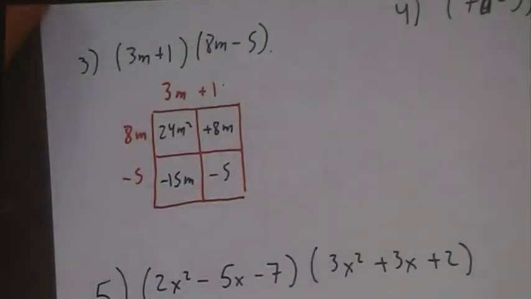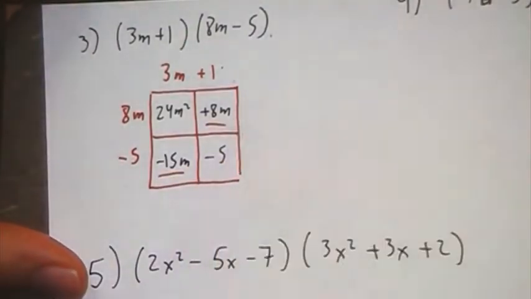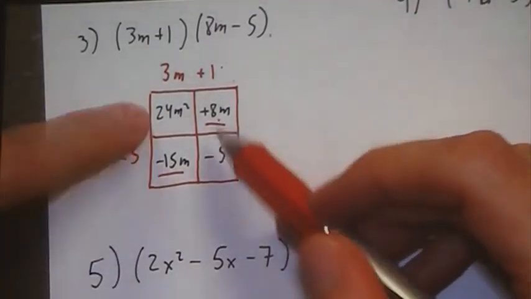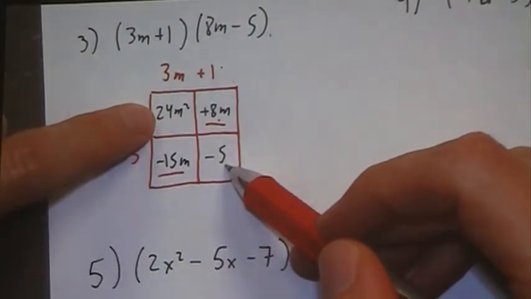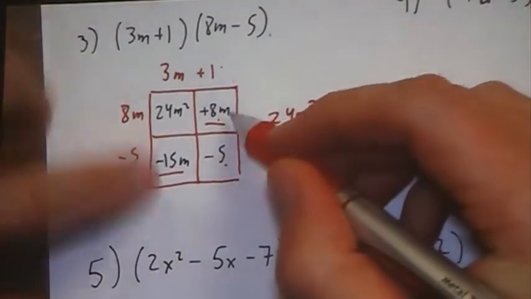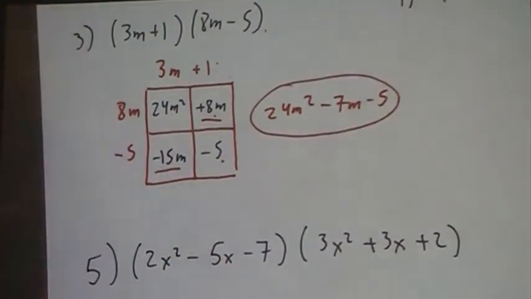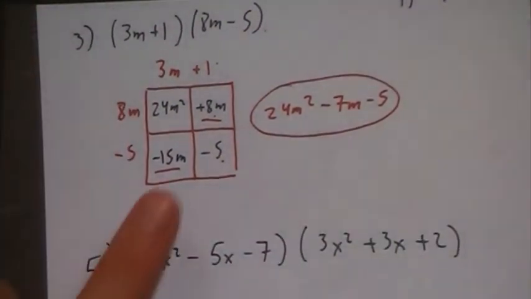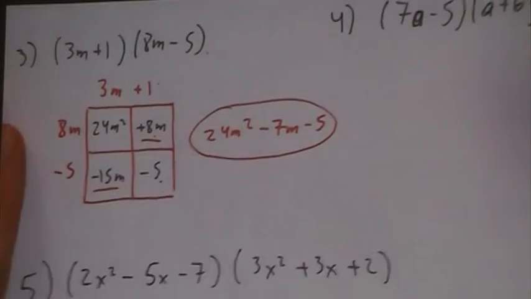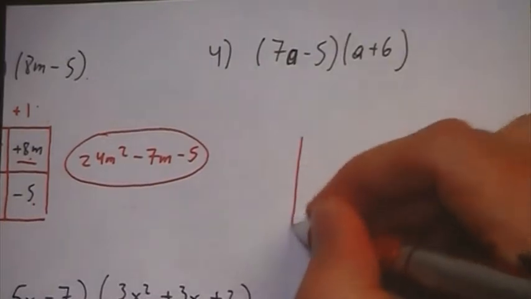From here, we're going to combine our terms. You notice you've got two m terms right there. So we can combine those guys, and a negative 15 plus 8 would be a negative 7. These guys don't have any like terms, so we're going to go 24m squared, combine those guys, minus 7m, and then we have a minus 5. Boom, done, that's it. So this is similar to the top guy, but it's just a different way of setting it up. I'm going to show you one more time. Both ways will work very well. It's just a matter of what you prefer.